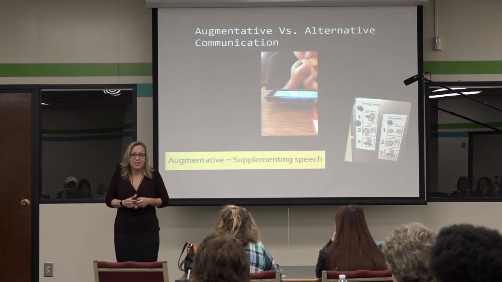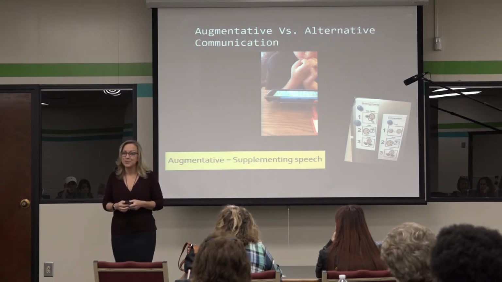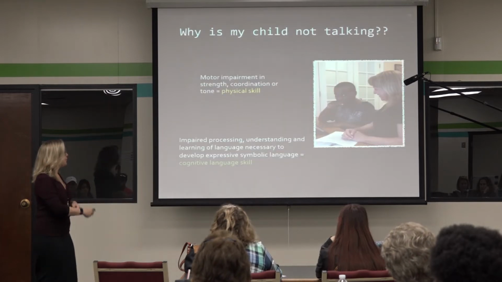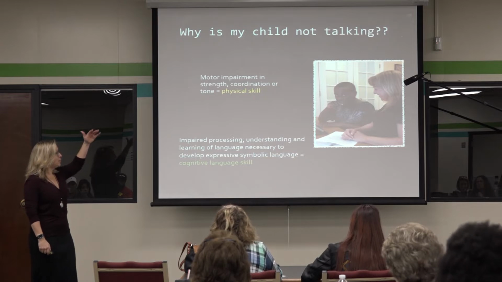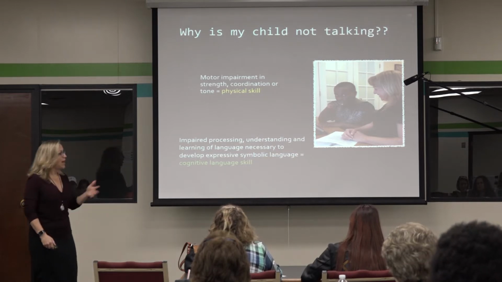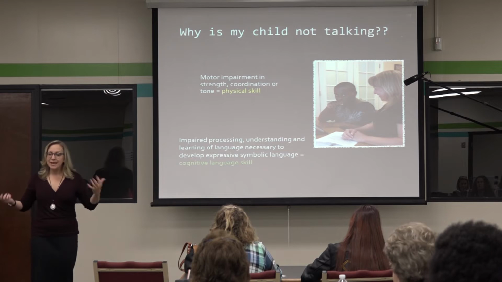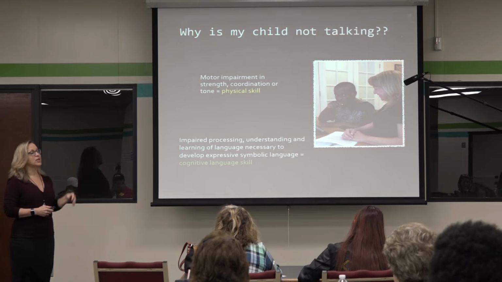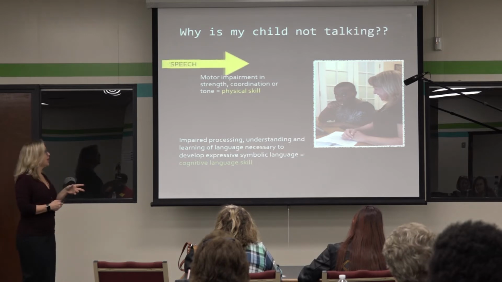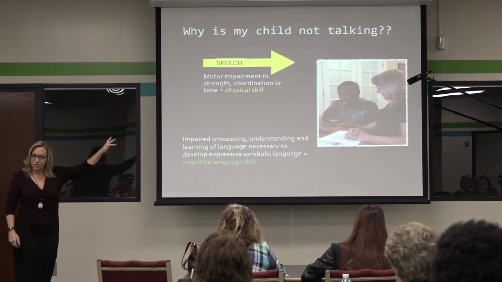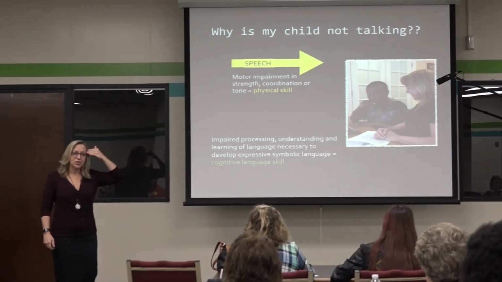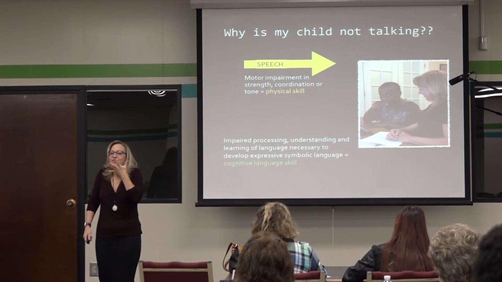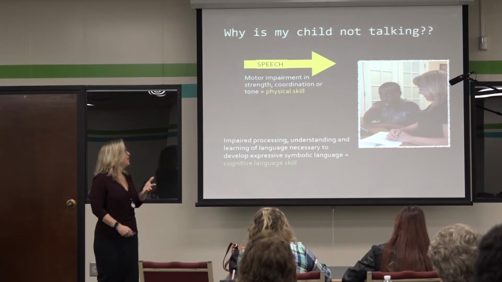She's not lazy all of a sudden in the middle of her lecture. She just loses her speech. So she needs alternative means to communicate. Okay. So I think just to bring this back around, when we think about why is my child not talking, basically there's two reasons. It can be that there's a motor impairment in strength, coordination, or tone, or a physical issue. So that's a person who has trouble with their speech, just their speech. Intellectually, they understand everything you say. They know what they want to say. They just physically can't say it, okay?